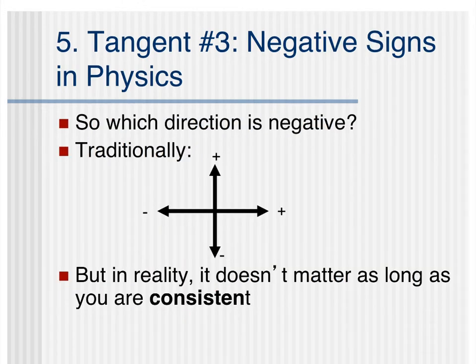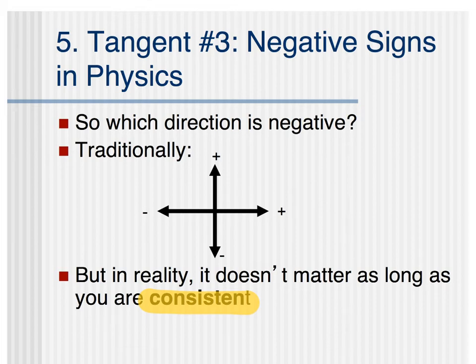So you might be thinking to yourself, which direction is negative? We do have a standard convention, and it matches up with a typical graph. Up and to the right are traditionally the positive directions, down and to the left are traditionally the negative directions. What I will tell you is the most important thing is being consistent. If you want to make up and right negative, that's perfectly okay, but you have to be consistent.